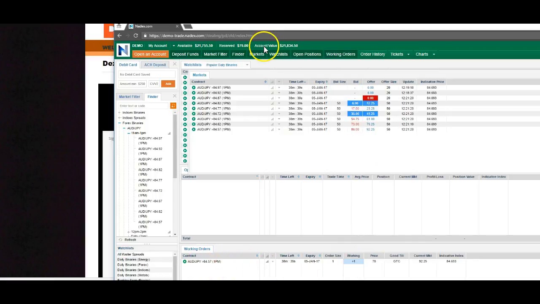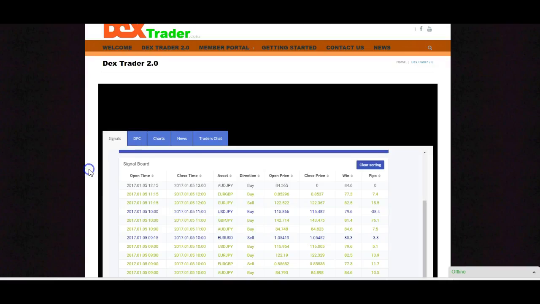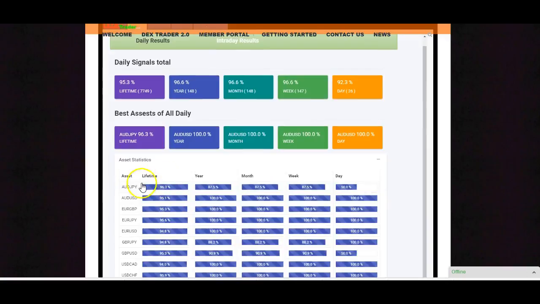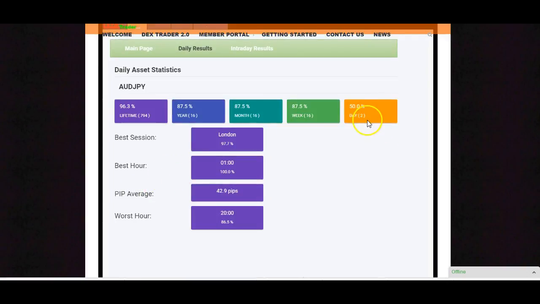Okay? Now, one of the things that I do even before I put on a working order, because I know it has a high rate of success, is that that's one way. I can also look at the process under the DPC, and I can look to see how well the AUD/JPY has done over the last 24 hours.